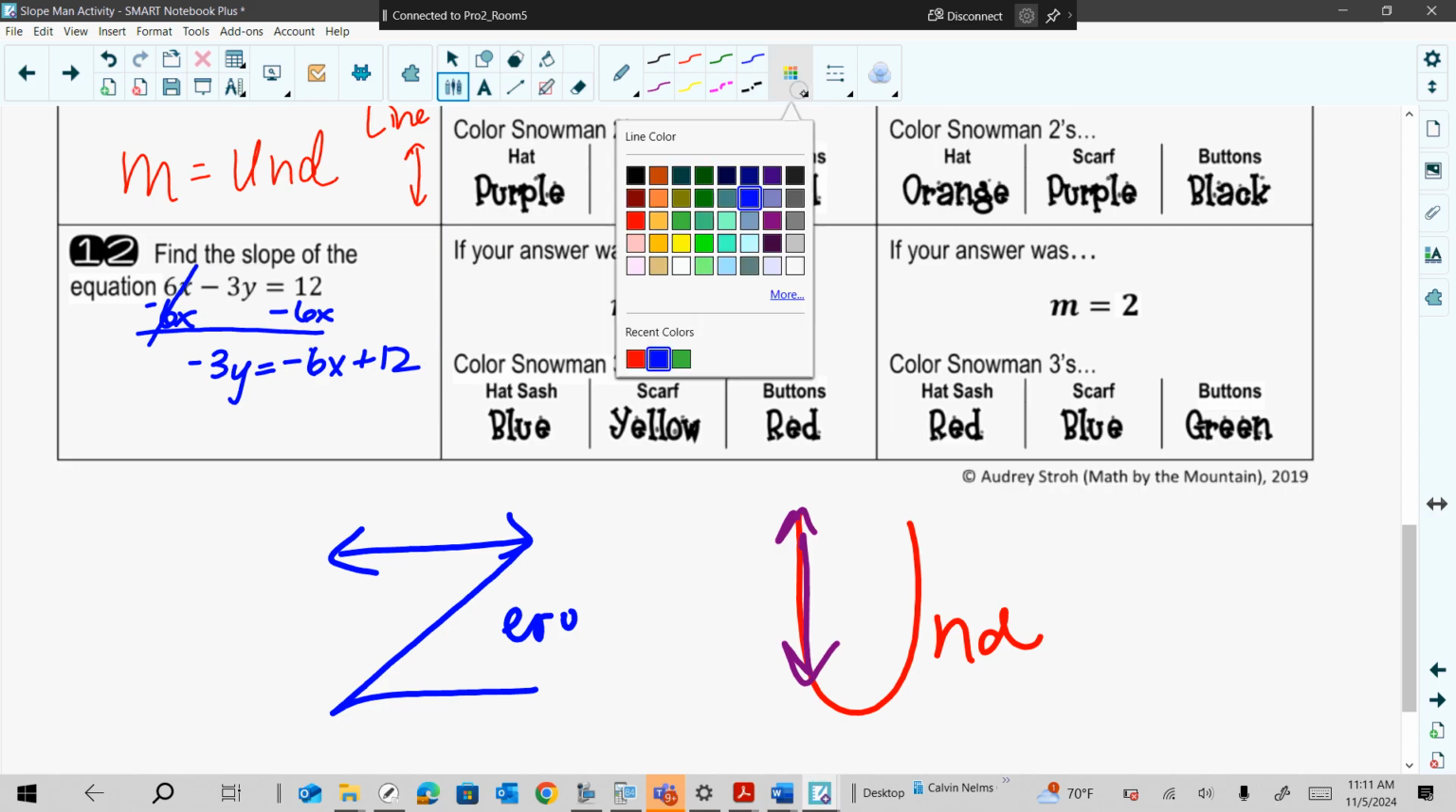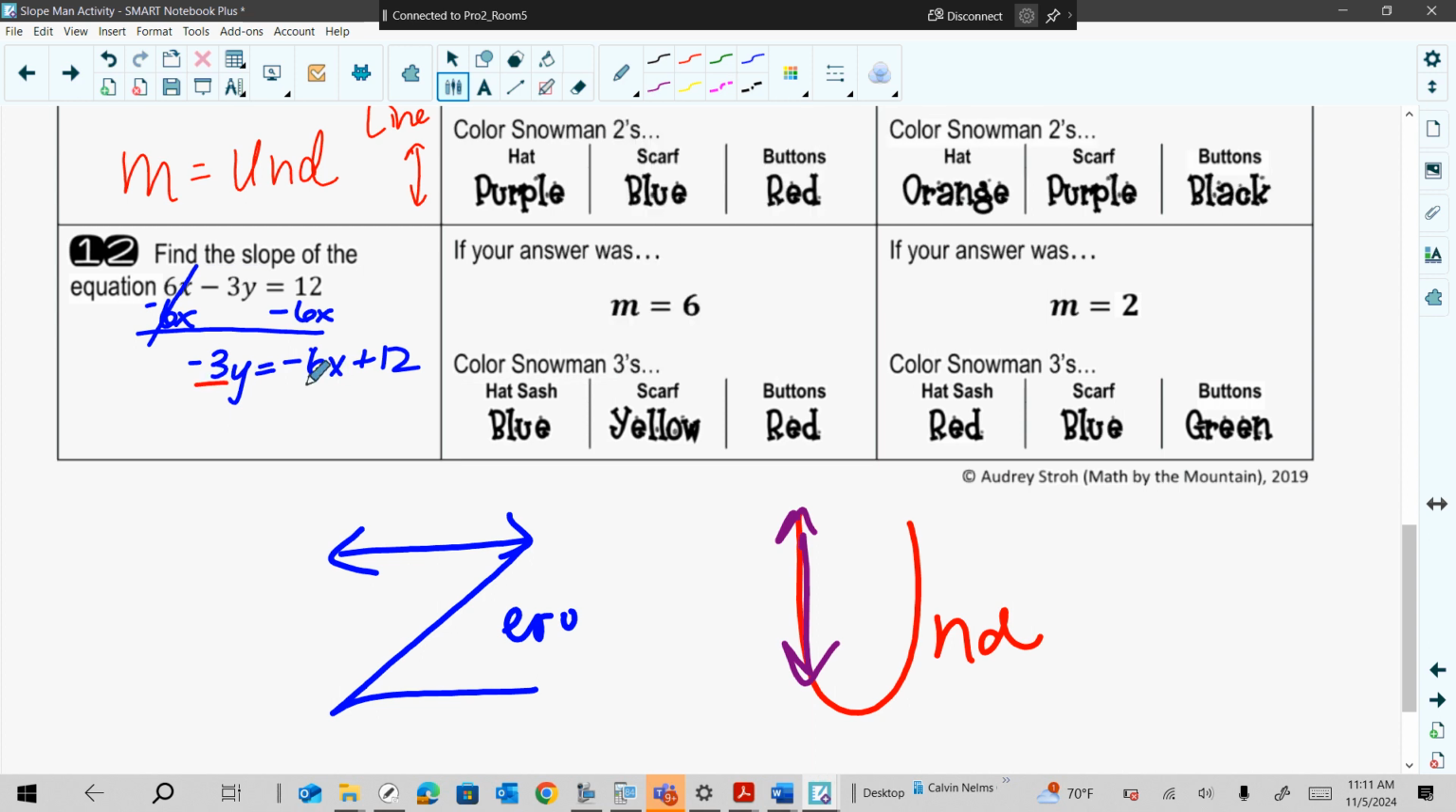Now I've got one more step because I have to get this y by itself. Each term gets divided by negative 3. So that cancels. So y equals negative 6 divided by negative 3, 2x, minus 4. If it's negative 4, it's minus 4.